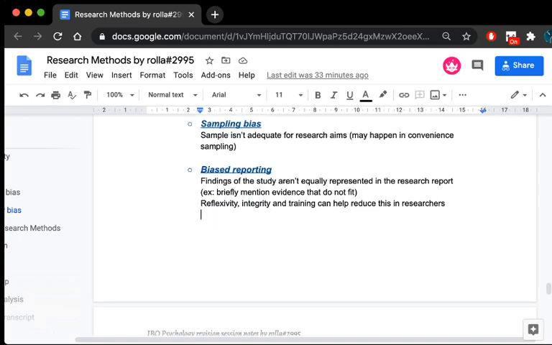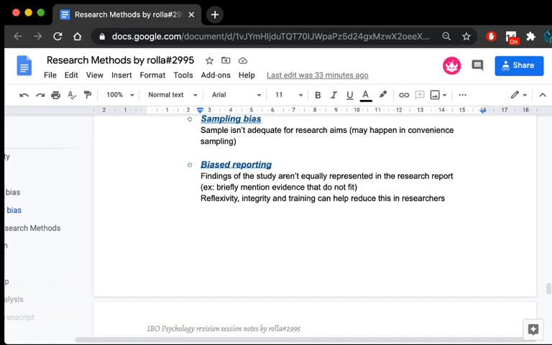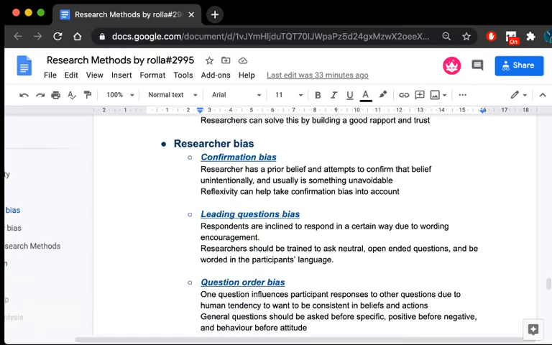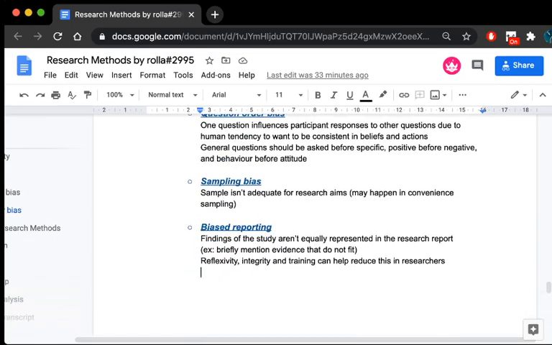And then finally we have bias reporting. This is again something similar to confirmation bias. Basically, the findings of the study aren't equally represented in the research report. For example, if you highly support a particular outcome, you're very expectant of one outcome.